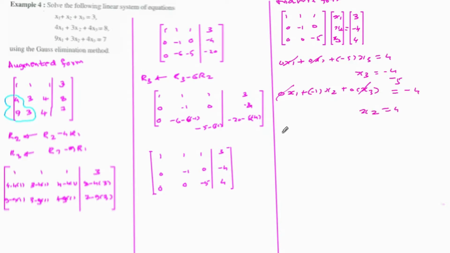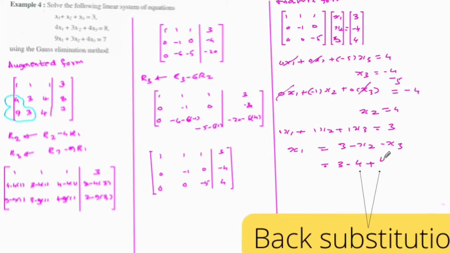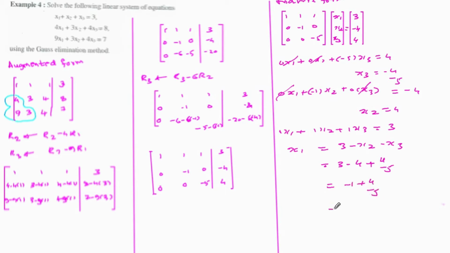And similarly, 1x1 plus 1x2 plus 1x3 equal to 3. I will send x2 and x3 to the other side: x1 equals 3 minus x2 minus x3. The x2 value you already know. Minus times minus will be plus 4 by 5. If you do cross multiplication, x1 equals minus 1 by 5. That's all. Now you have calculated the x1 value too.